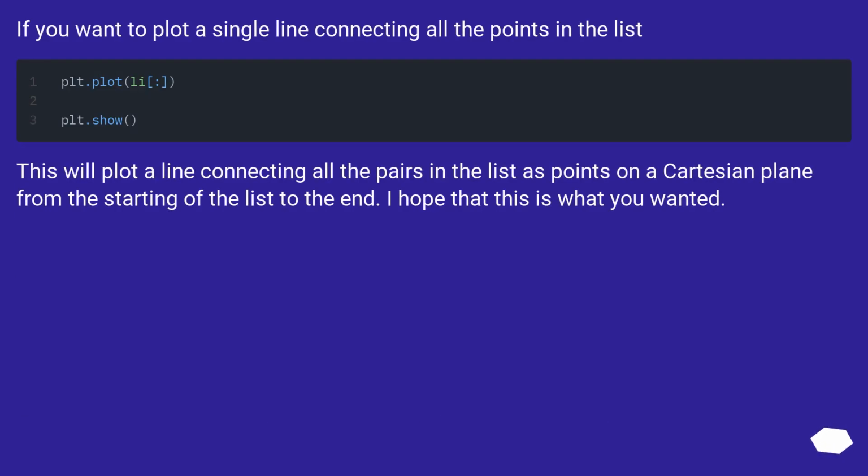If you want to plot a single line connecting all the points in the list, this will plot a line connecting all the pairs in the list as points on a Cartesian plane from the starting of the list to the end. I hope that this is what you wanted.